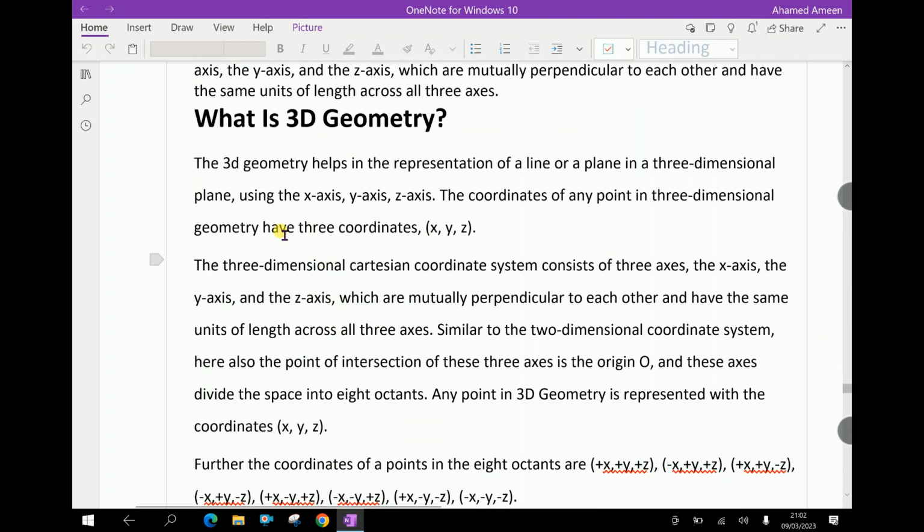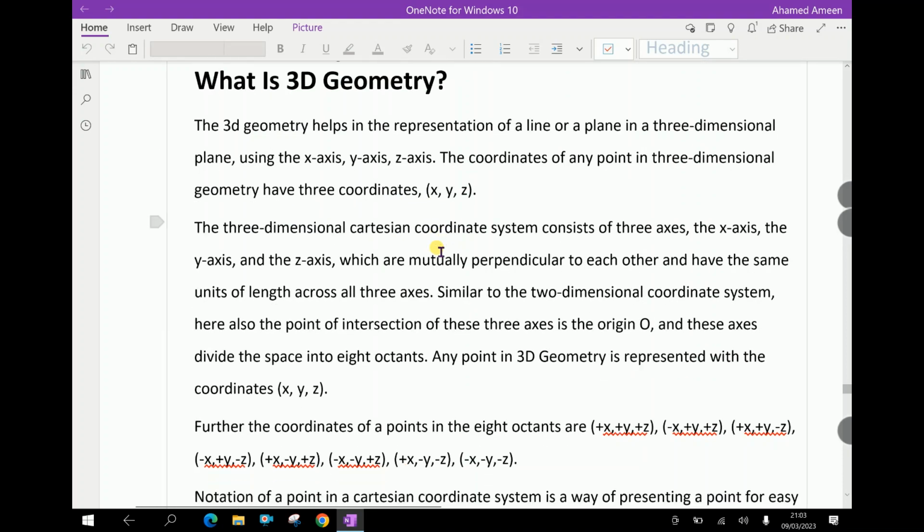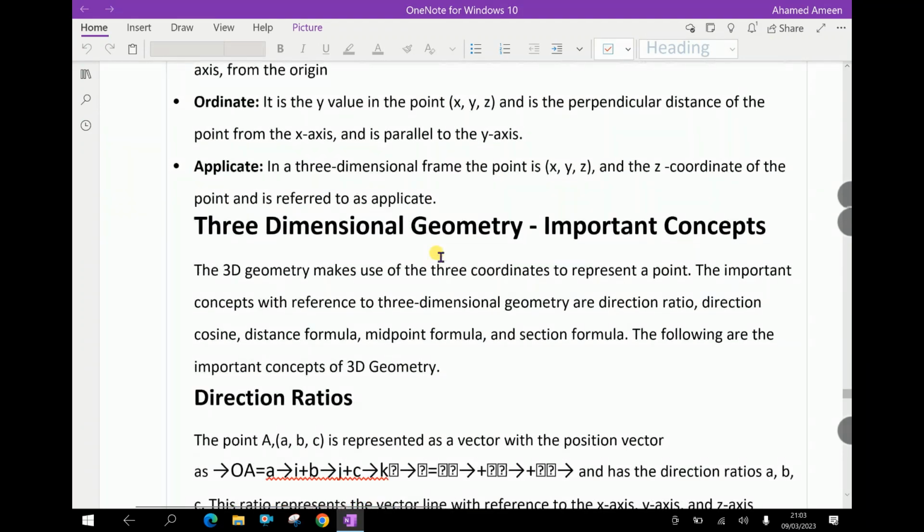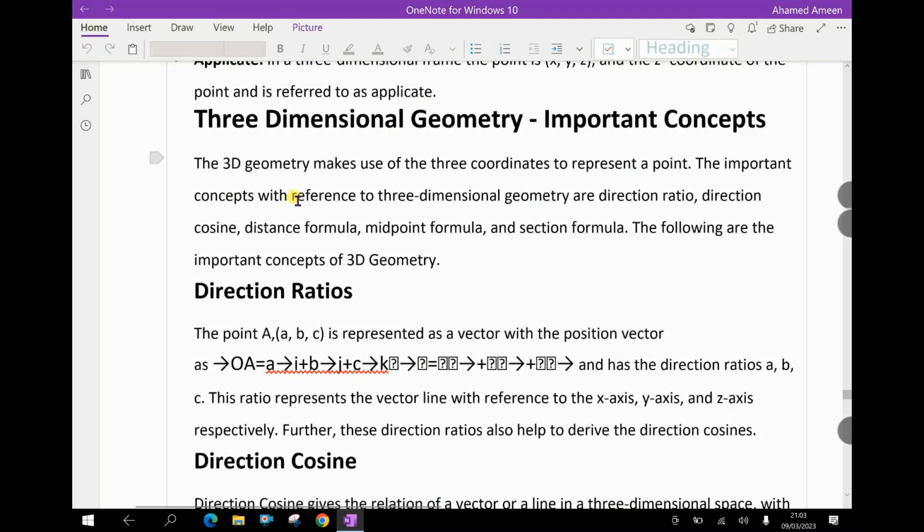What is 3D geometry? The 3D geometry helps in the representation of a line or a plane in a three-dimensional plane using the x-axis, y-axis and z-axis. Any point in three-dimensional geometry has three coordinates x, y, z. Geometry makes use of the three coordinates to represent points. The important concepts with reference to three-dimensional geometry are direction ratios, direction cosines, distance formula, midpoint formula and section formula.